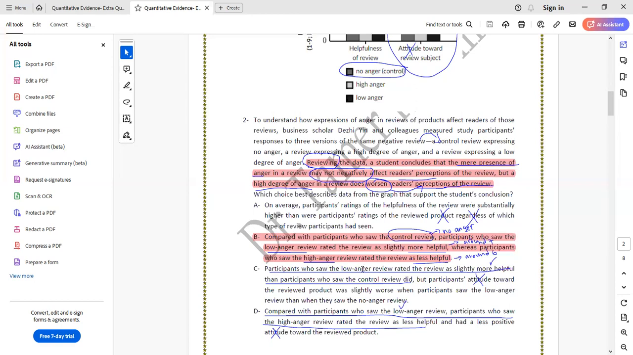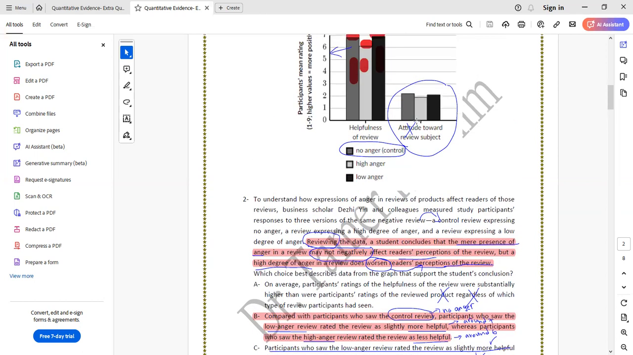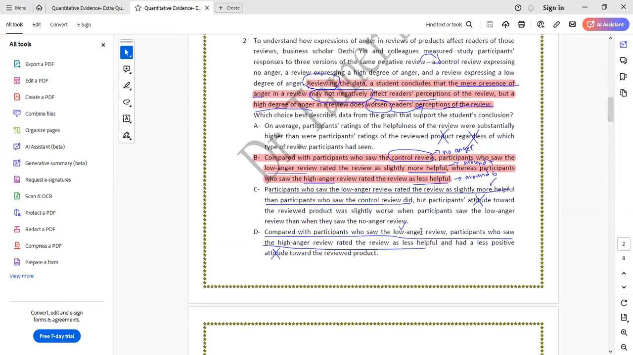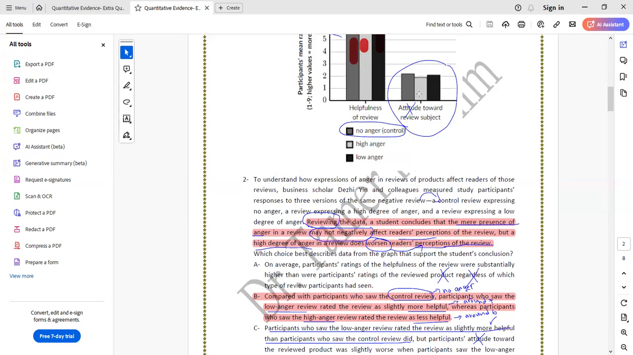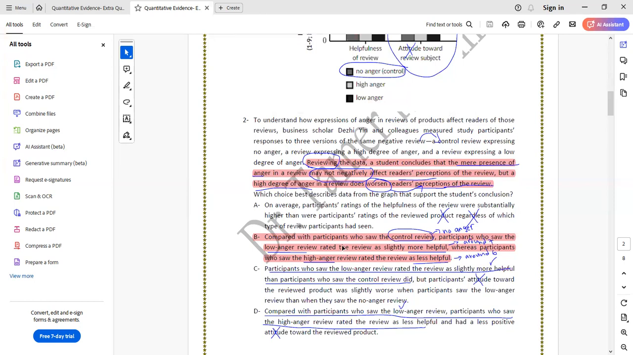Participants who saw the low anger review rated the review as slightly more helpful than participants who saw the control review did. This is right. But participant attitude, I'm not talking about the attitude. I'm talking about the helpfulness of the review. So cancel it. Compared with participants who saw the low anger review, participants who saw the higher anger review rated the review as less helpful. That's right. And had a less positive attitude. I don't care about the attitude. So the answer is B.